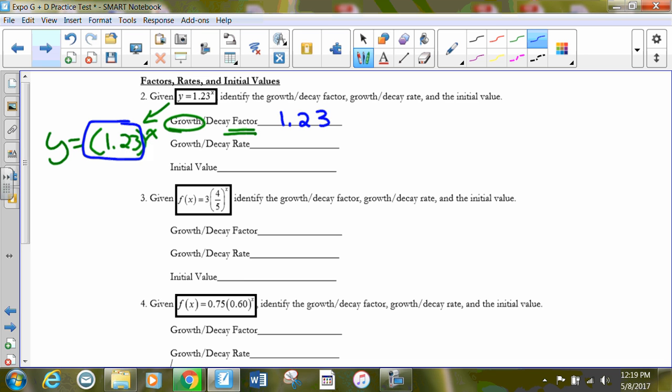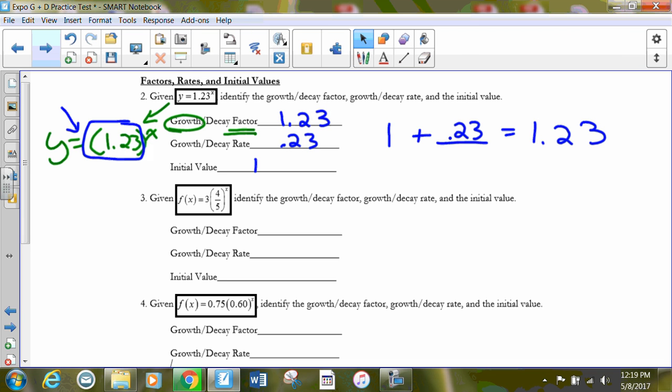Now, as far as the rate, we know it's a growth, and we say to ourselves, okay, how much above 1 is 1.23? And we can see that it's 0.23 above. So that's our rate. Our initial value, usually we're used to a number that comes right after the equal sign. When we don't see one, it's because our initial value is 1, and we just don't write it. All right, so we look at this next one.